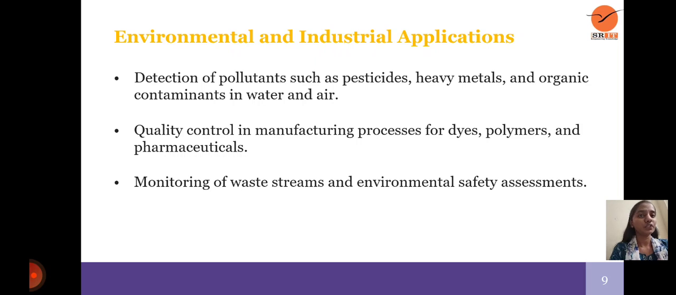UV visible spectroscopy is also applicable for environmental and industrial applications. Detection of pollutants such as pesticides, heavy metals, and organic contaminants in water and air. Quality control in manufacturing processes for dyes, polymers, and pharmaceuticals. Monitoring of waste streams and environmental safety assessments.